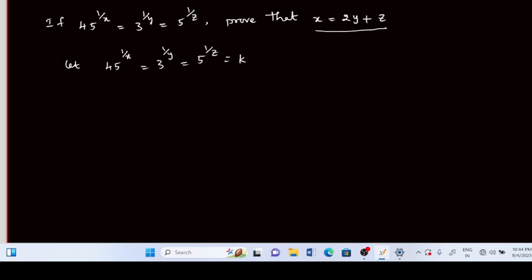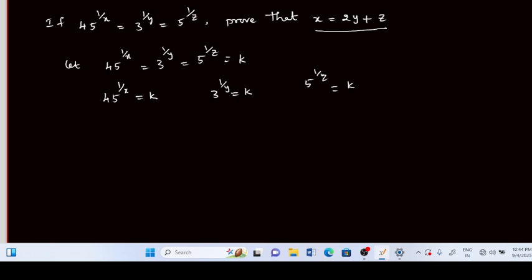Consider any value a, b, c, d. So here we compare each and every one with k. 45 power 1 by x is k, then 3 power 1 by y equal to k, 5 power 1 by z equal to k.